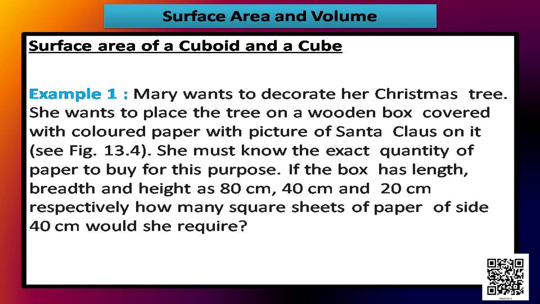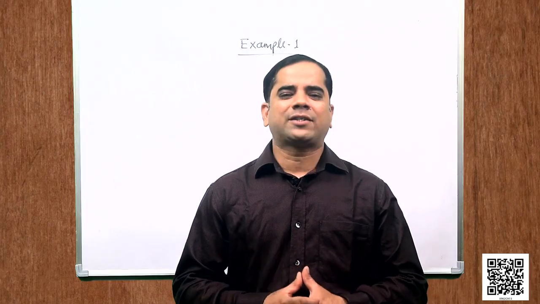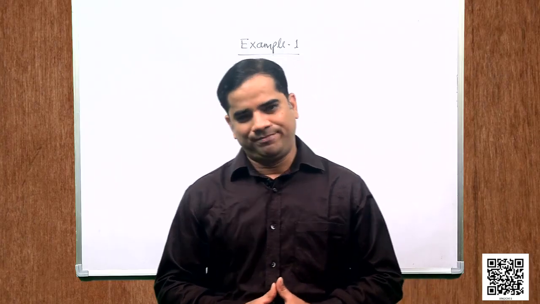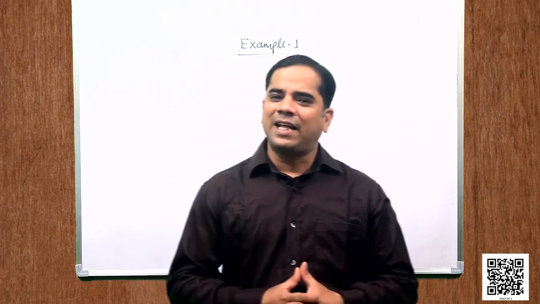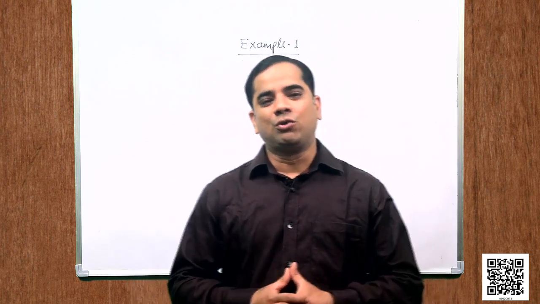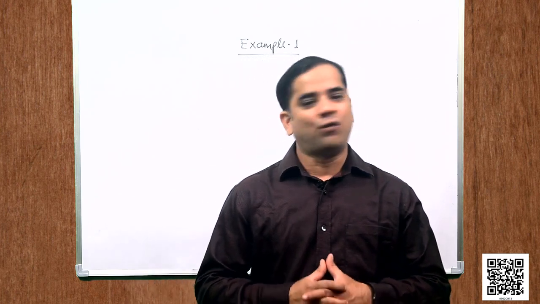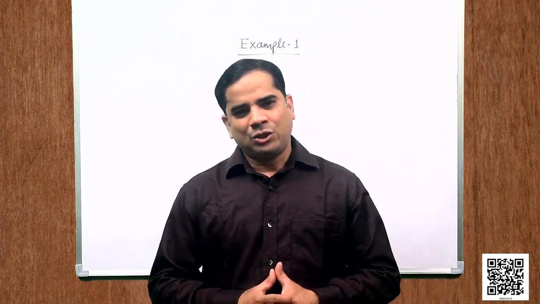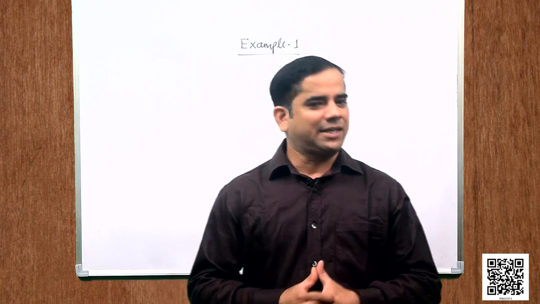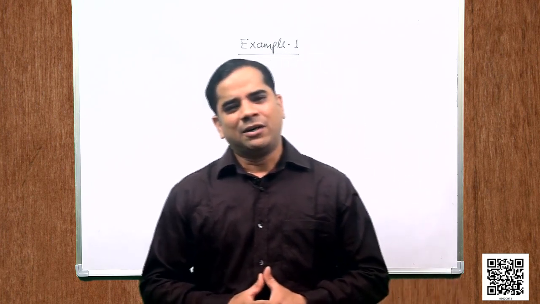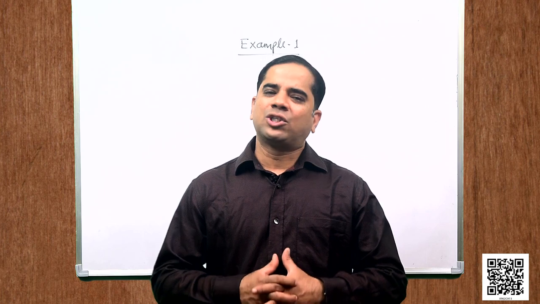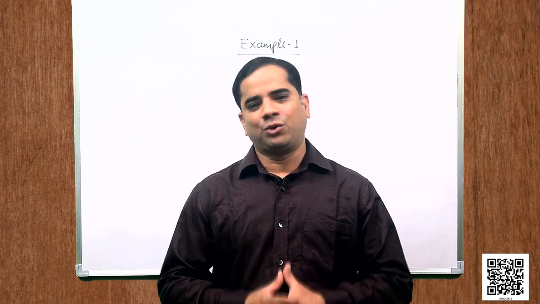So, students, clearly it is said that the box is a cuboid. And another thing, she is going to buy square sheets of paper of side 40 cm. So, these all are the given data. Now, let us go to find out the solution for this question.